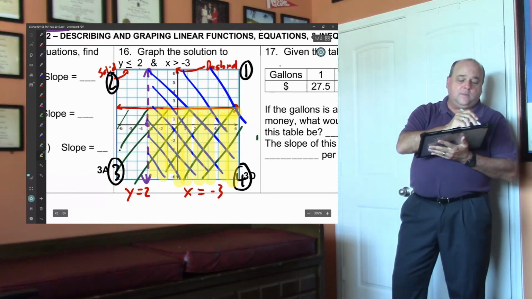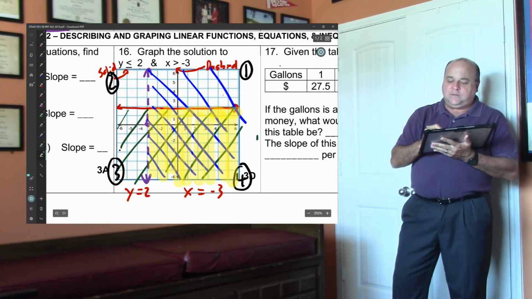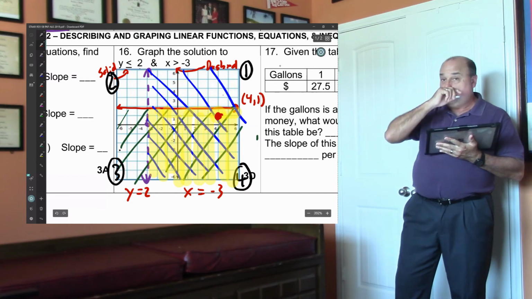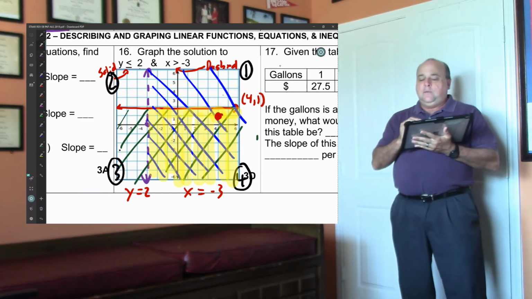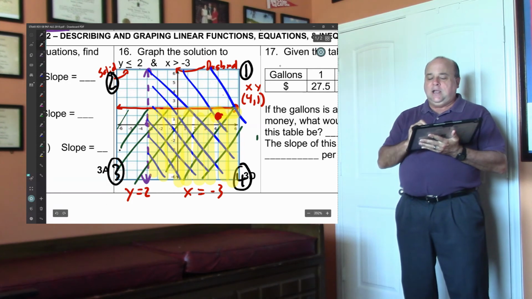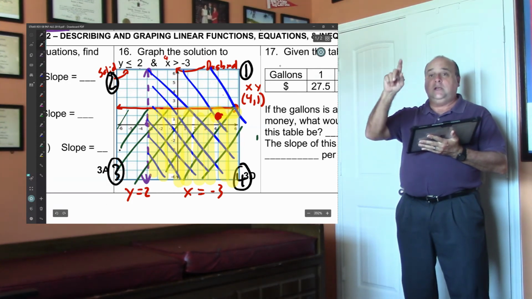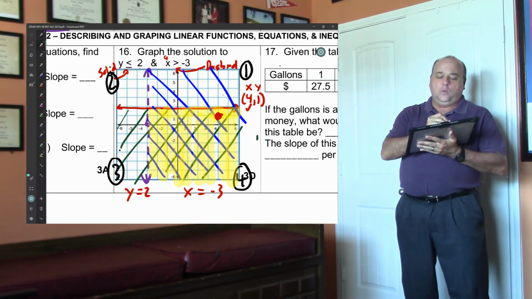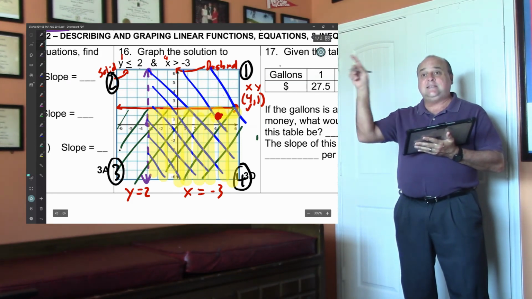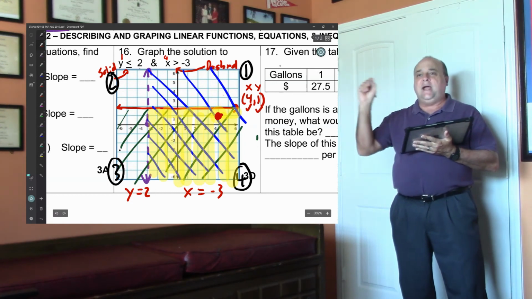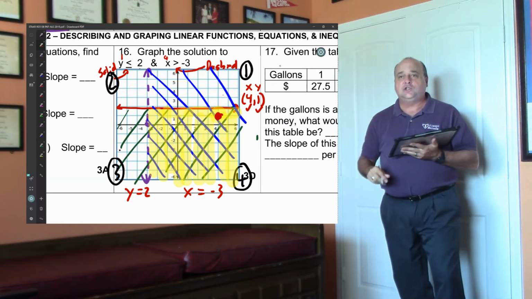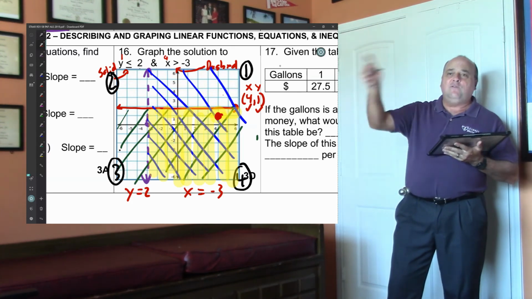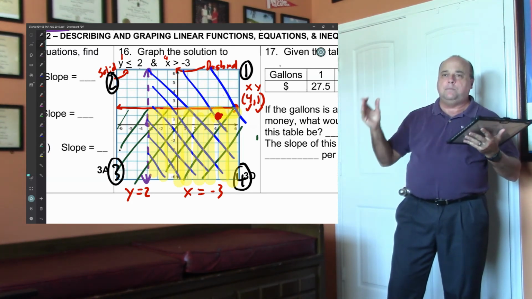And let's just pick one of those points for example. Let's pick this point. Let me change colors. Right here, and write down 4, 1. This is my x, this is my y. If I were to put 4 right here, 4 is greater than negative 3, isn't it? So check it. It works, doesn't it? If I were to put 1 right here, 1 is less than or equal to 2, isn't it? So that ordered pair makes both inequalities true. That's what you're trying to find. Every ordered pair in that yellow shaded area would make it true.